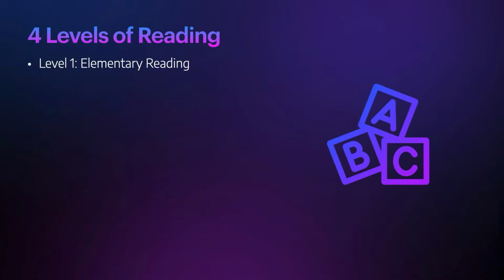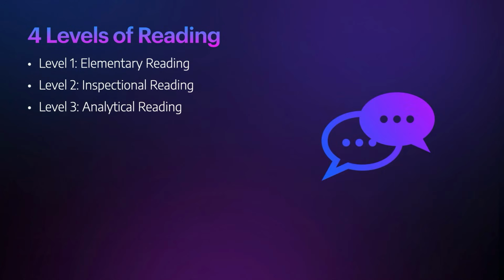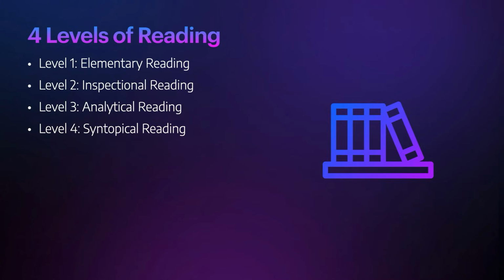So to help us figure all that out, Mortimer Adler shares 4 levels of reading that we can use to help make sense of things. The first level is elementary reading, where you simply ask, what does this sentence say? Basic reading. Level 2 is inspectional reading, where you figure out what this book is about. The third level is analytical reading, where you ask a bunch of clarifying questions about what the author is actually saying. And the fourth level is syntopical reading, where you compare the book in relation to the other books that you've read.